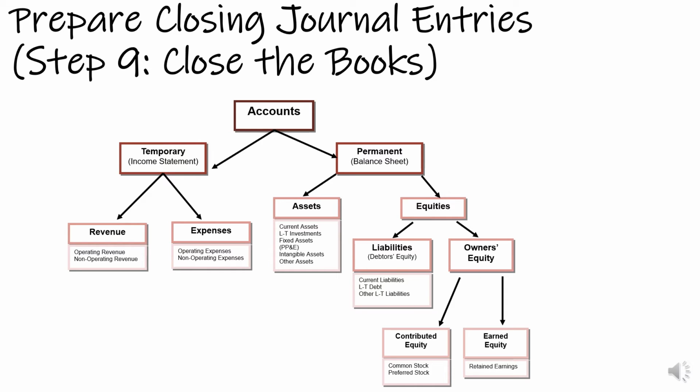The income statement is what's called a flow statement. It reflects the activity that flows through the entity at a given time period. Therefore, at the end of that time period, they have to go back to zero so that the activity can flow through again.